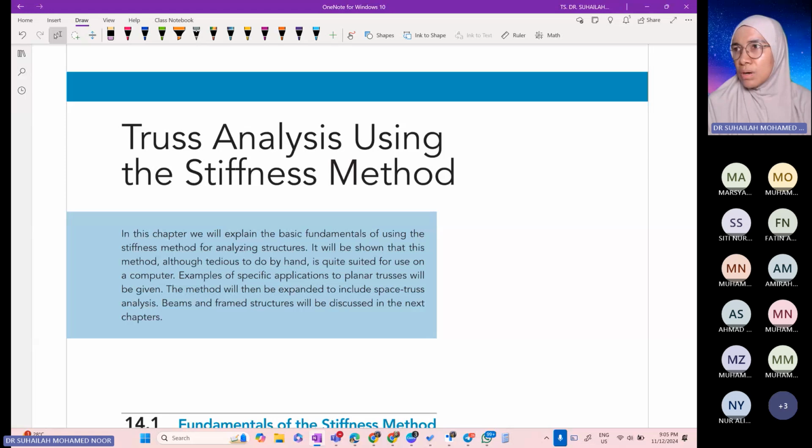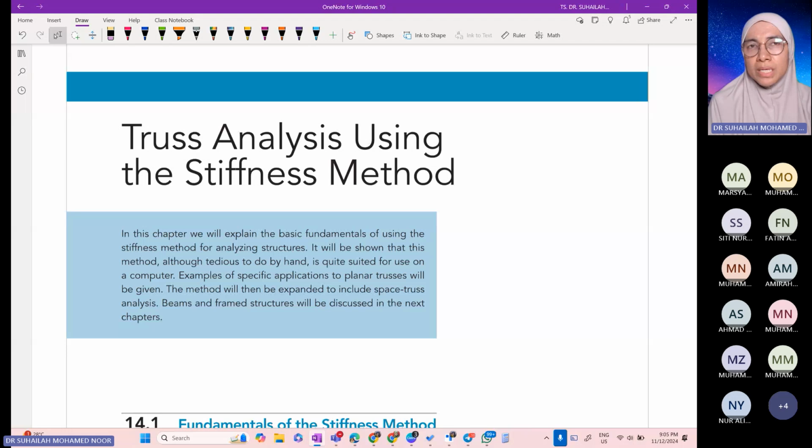Okay, thanks for joining. Please take your attendance in future. So this is week number 6. We will start with chapter number 2, stiffness method. It is about 5 weeks, starting from week number 6 until week number 10.